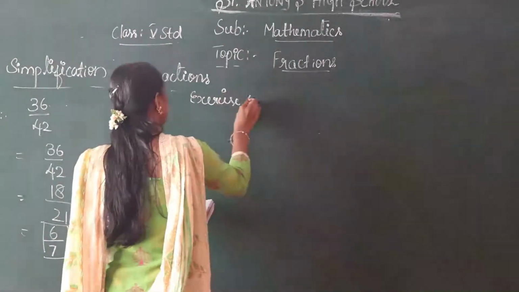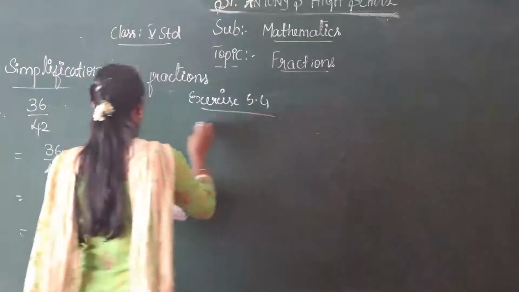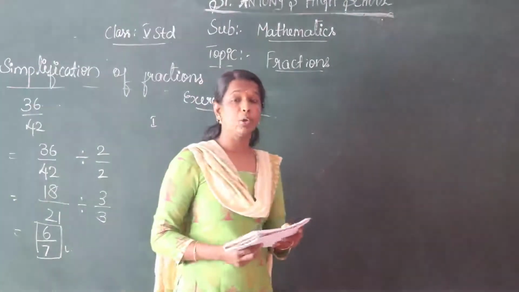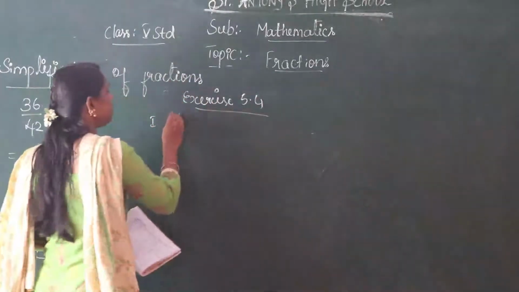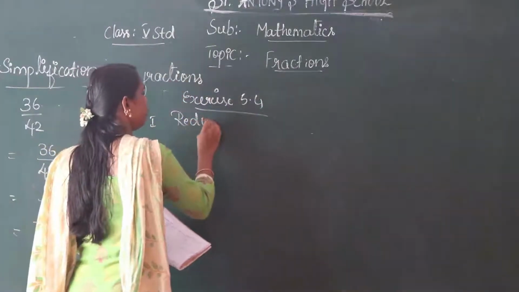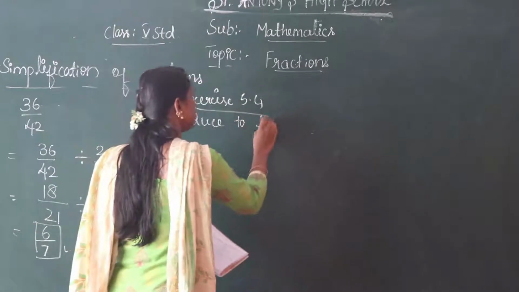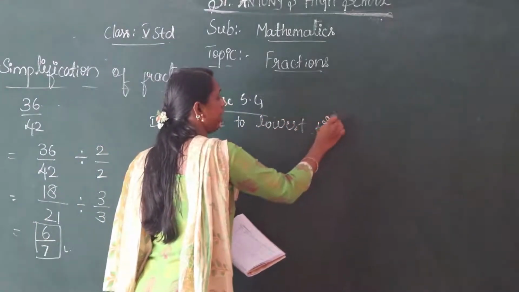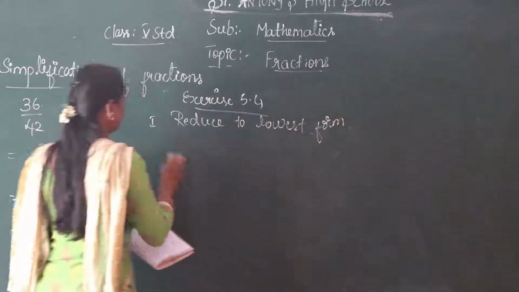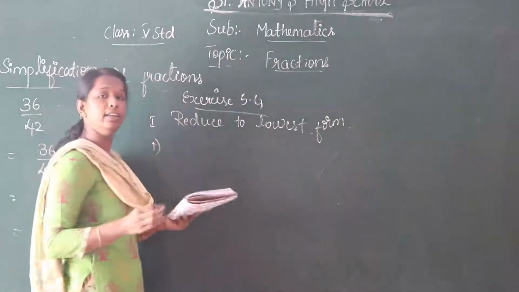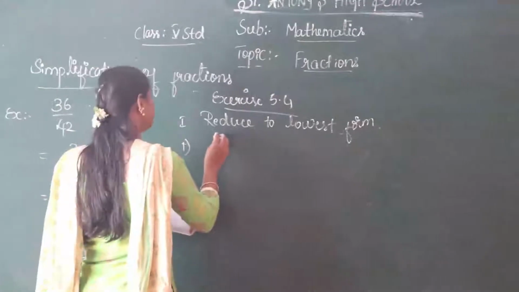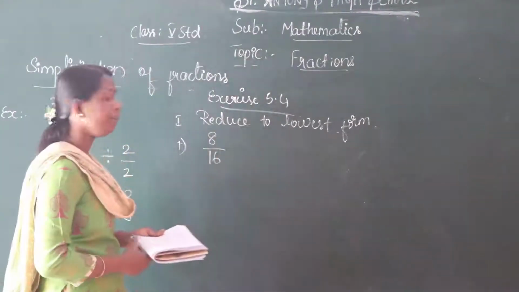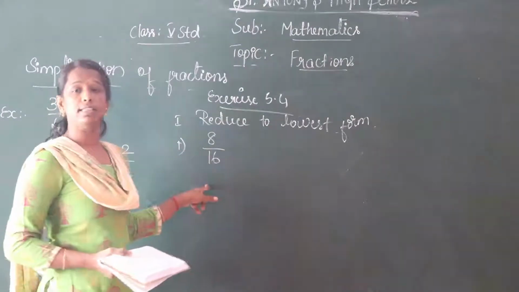Exercise 5.4. Firstly, reduce each of the following fractions into its lowest form. So lowest form is what? We have to simplify the given fraction. So the same method, we have to divide the numbers. First we must know the tables to divide. Okay. Here the first fraction is 8 by 16.